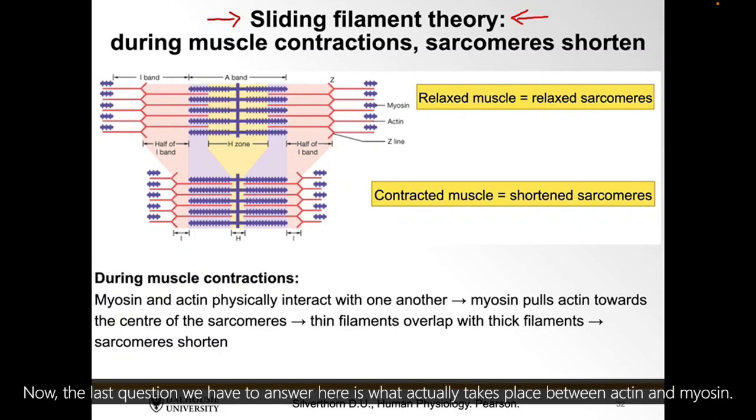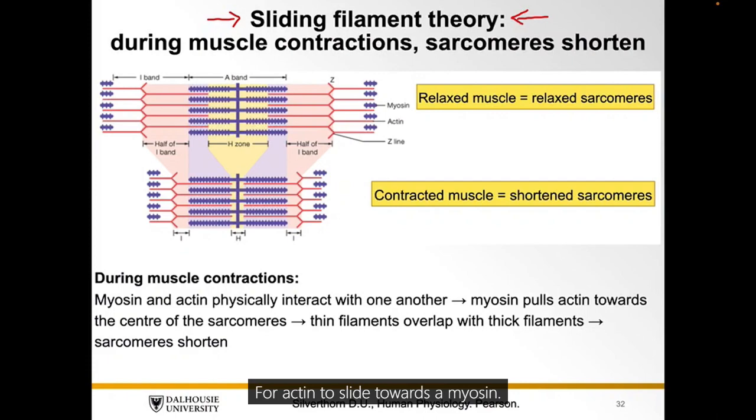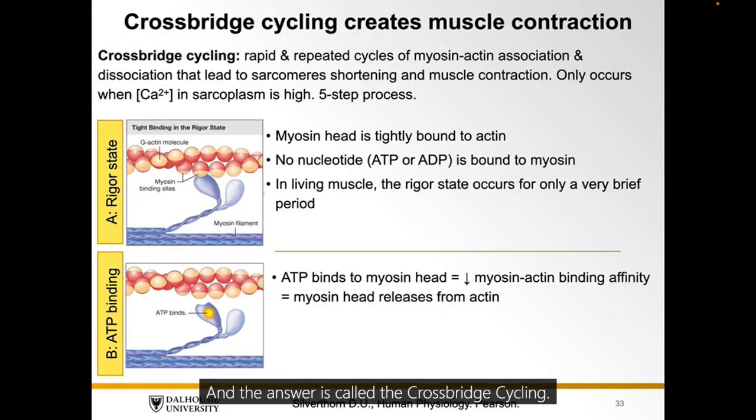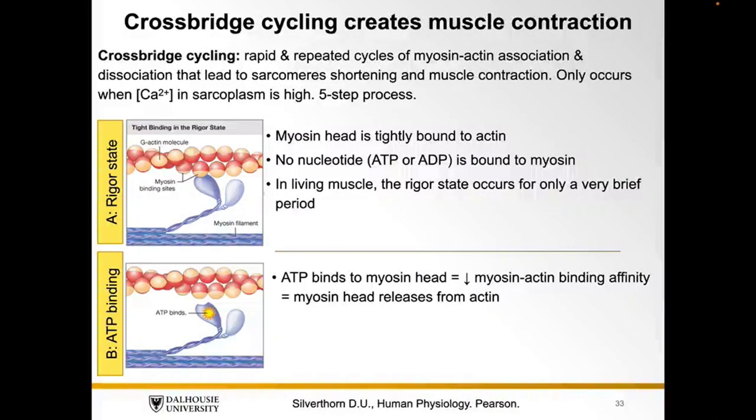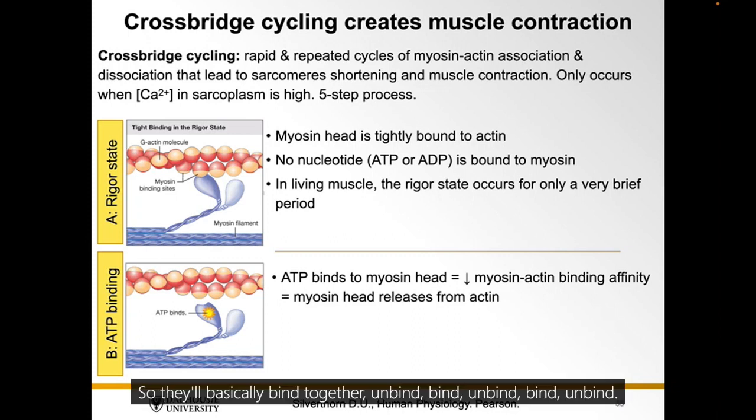Now, the last question we have to answer here is what actually takes place between actin and myosin for actin to slide towards the myosin? And the answer is called the cross-bridge cycling. What it is is rapid and repeated cycles of myosin and actin associating together and dissociating from one another. So they'll basically bind together, unbind, bind, unbind, bind, unbind. So this happens really, really quickly and can happen for a sustained amount of time. And that's what leads to the sarcomere shortening and muscle contraction.